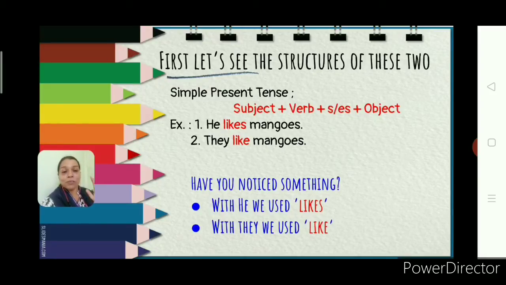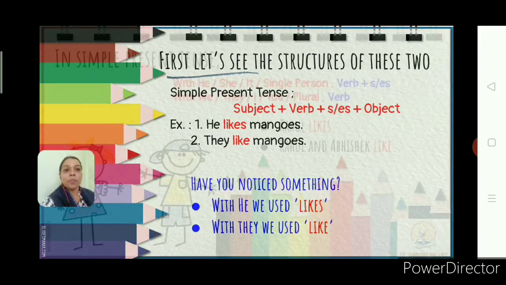Okay, but here the helping verb is not present. Is, am, are, was, were, has, have, has been, had been, nothing is there. So the helping verb is not there. And why? See, if you have noticed here, he likes mango. With he, we have written likes. With they like mangoes, with they we have written like. So whenever, I will tell you in the next slide.